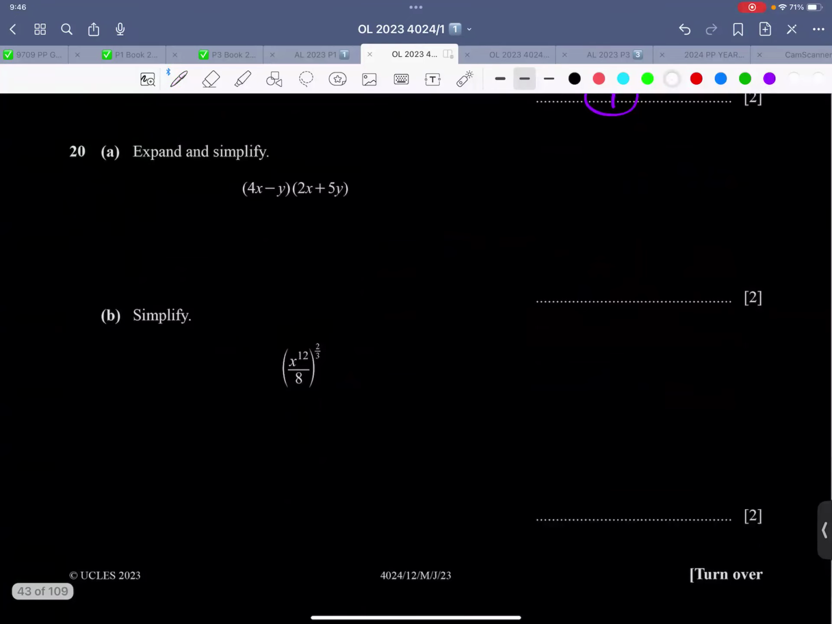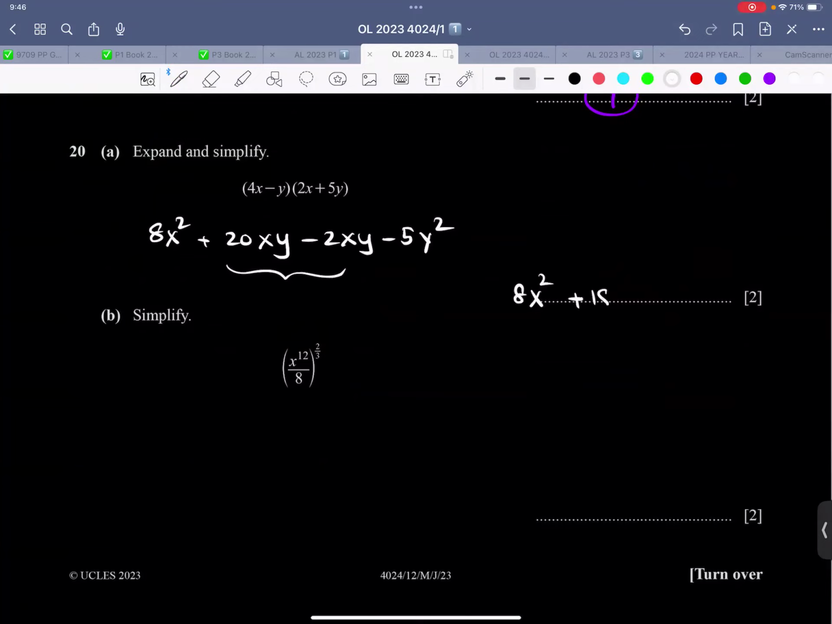Expand and simplify. 4x into 2x, that is 8x squared. 4x into 5y, that is 20xy. Minus y into 2x, minus 2xy. Minus y into 5y, minus 5y squared. Simplify these two. So this is 8x squared plus 18xy minus 5y squared. That is the answer for this part.